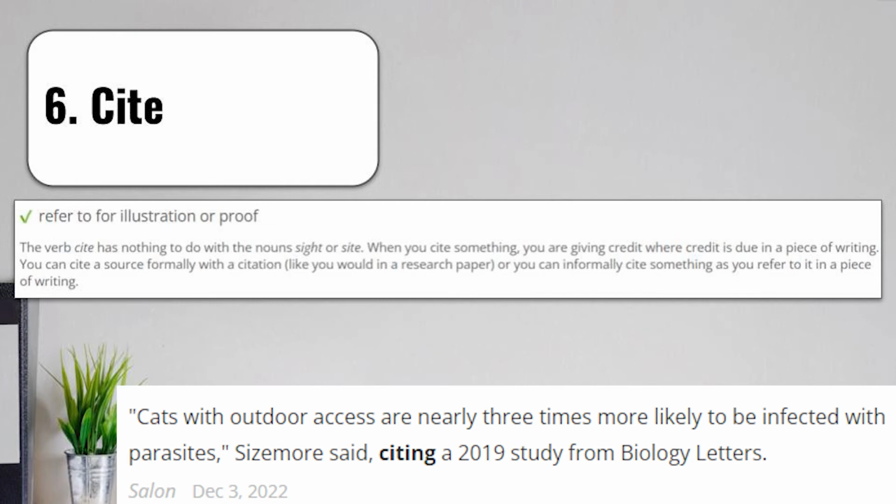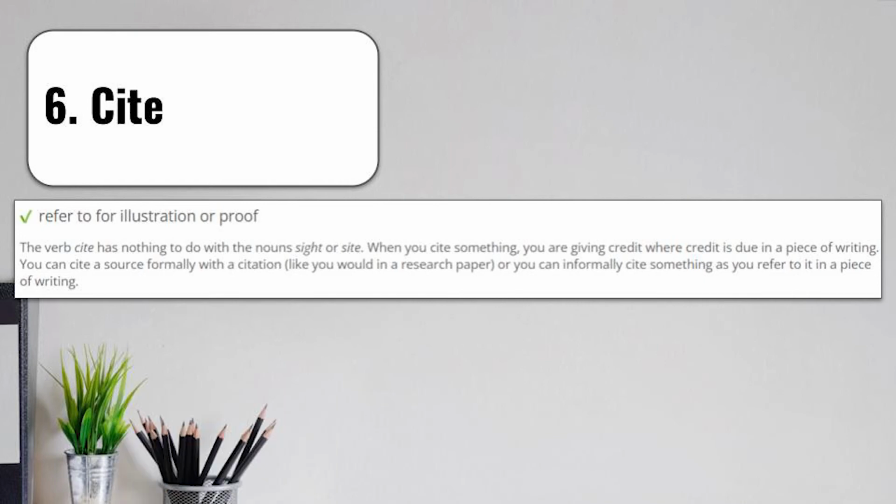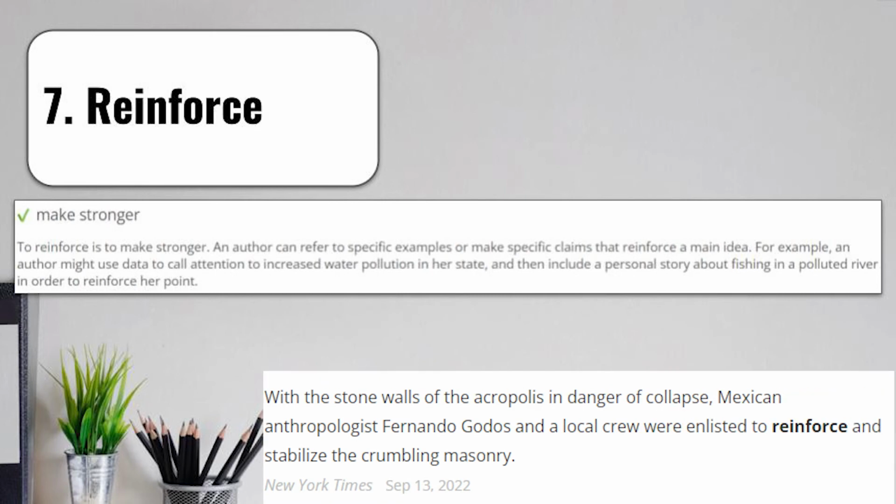own. You could cite something in a bibliography at the end of a document by putting the website that you went to or the author's name. Or you could refer to an author and what they said in your paper, and that would be citing that author. Number 7 is reinforce.